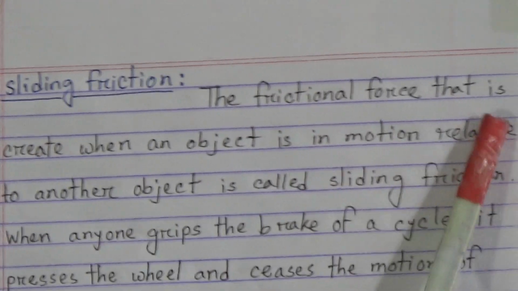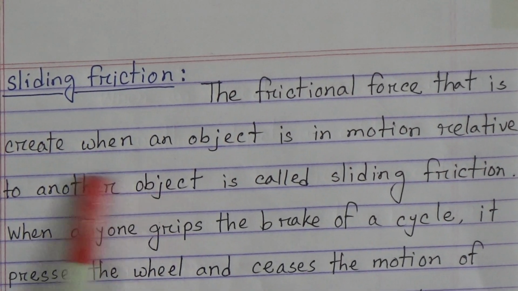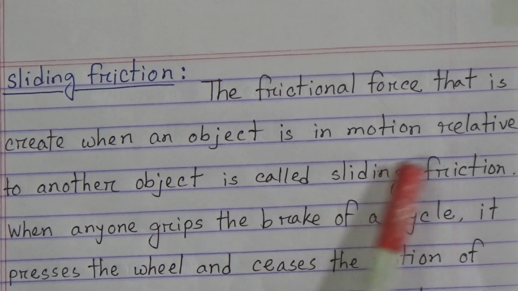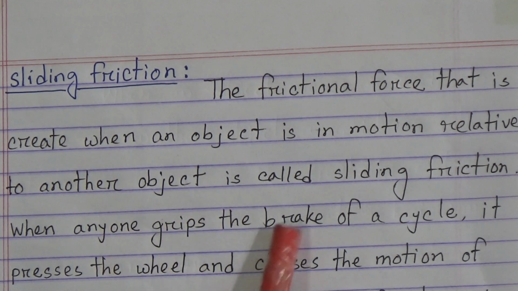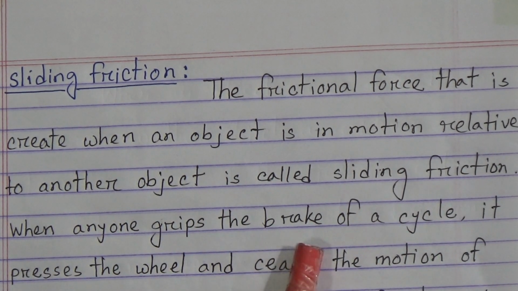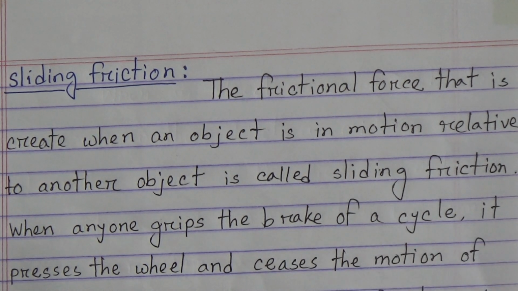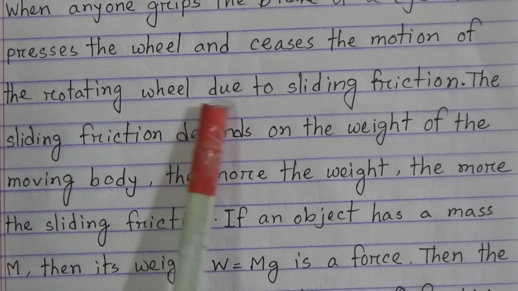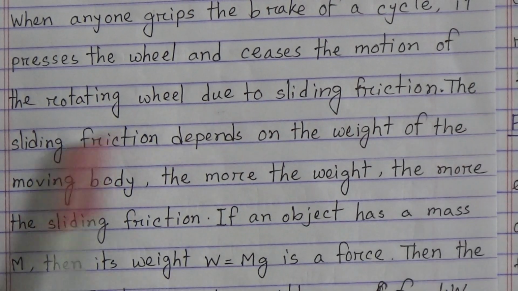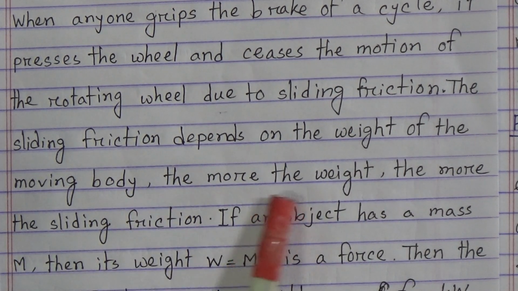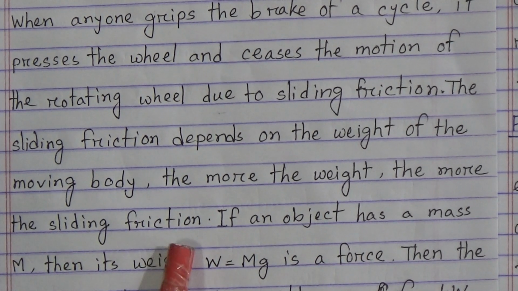Now come to sliding friction. The frictional force that is created when an object is in motion relative to another object is called sliding friction. When anyone grips the brake of a cycle, it presses the wheel and stops the motion of the rotating wheel due to sliding friction. The sliding friction depends on the weight of the moving body, and the more weight, the more sliding friction.